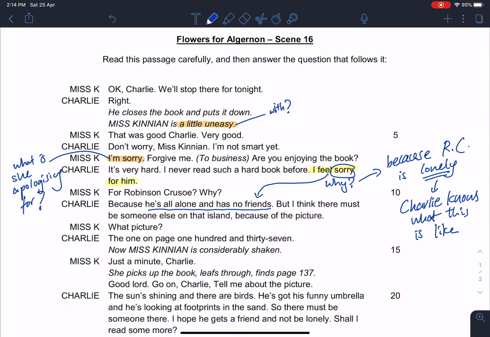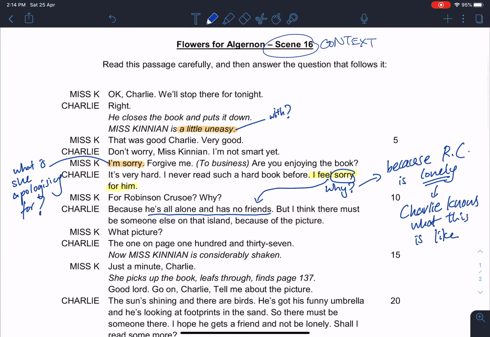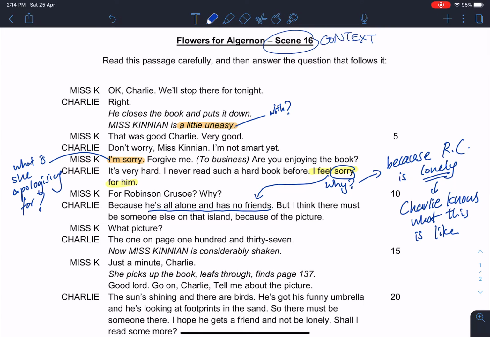Now, remember that we were talking about the context, so we must always remember the context. Charlie's getting smarter. He's having lessons with Miss Kenyon, right? Miss Kenyon is supposed to help him to learn better. So that is where we are looking at. So we start the scene and we see that Miss Kenyon and Charlie are having a lesson. And we know that Miss Kenyon is the teacher. All this is not new, okay?